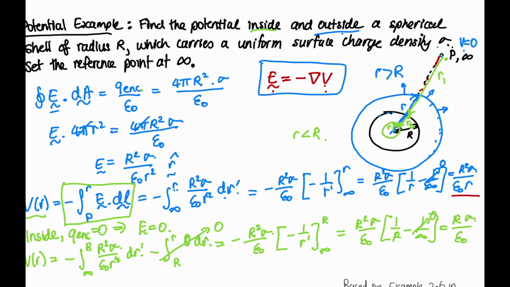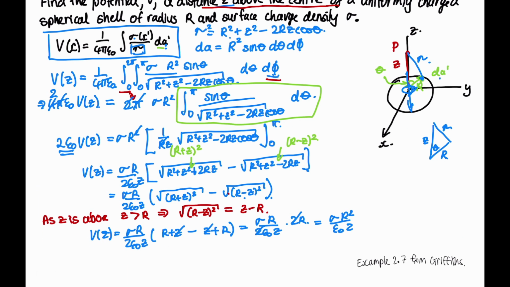Let's just, to really check our working, calculate for the one that we've currently done what happens if we take z inside the sphere, and in that case we should get R sigma over epsilon naught. So let's just check that we can get that back as well. Okay, so we were hoping to get R sigma over epsilon naught inside.